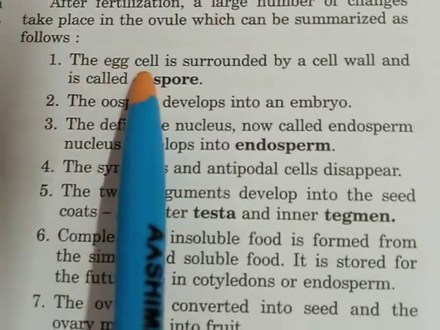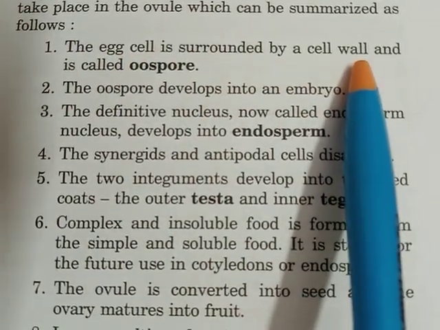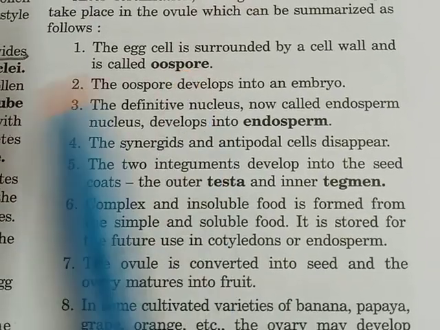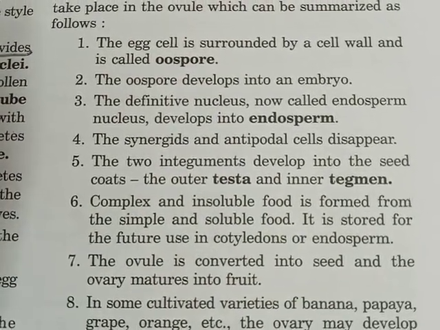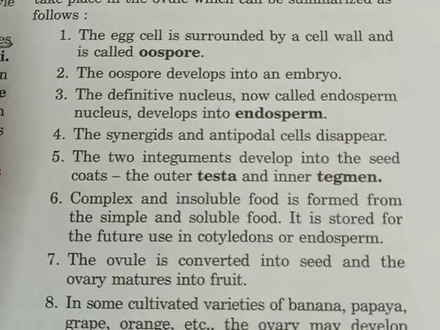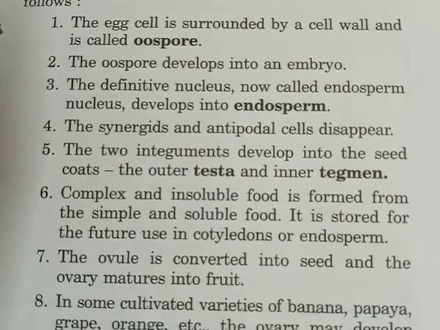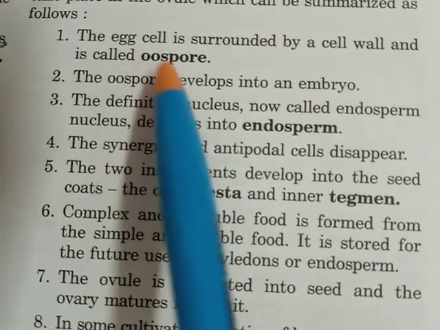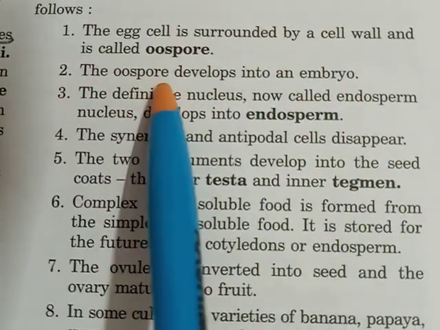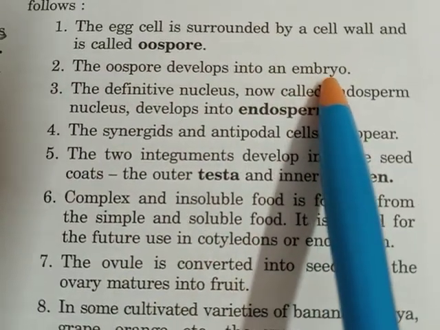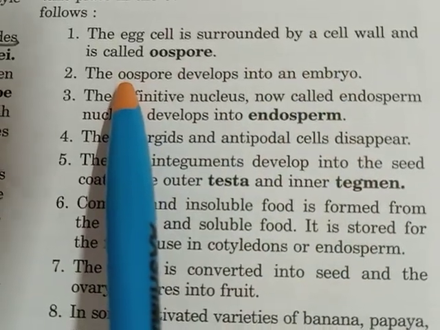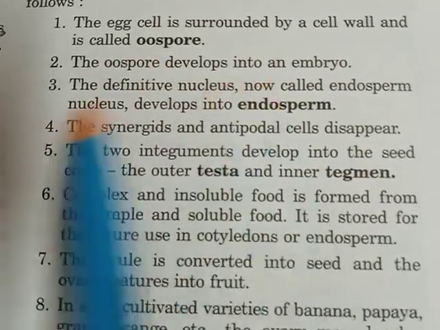The egg cell is surrounded by a cell wall and is called the oospore. We have seen that during the fertilization, fusion of the male gamete and the egg takes place, and a zygote or an oospore is formed, and this oospore is surrounded by a cell wall. The oospore develops into an embryo. So the embryo is nothing but the oospore which develops into an embryo.